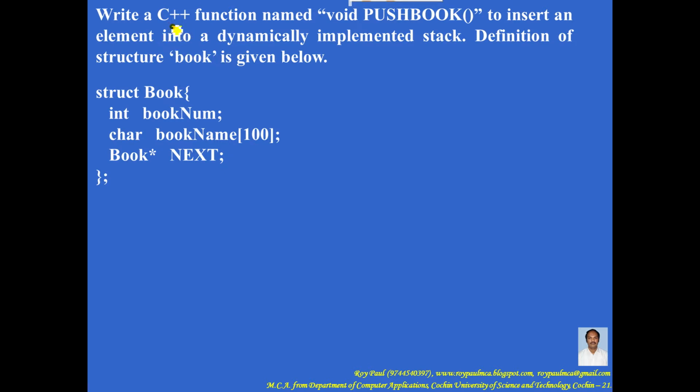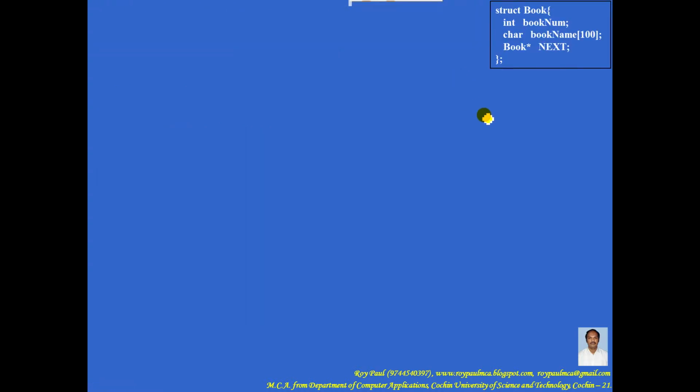Write a C++ function named void pushBook to insert an element into a dynamically implemented stack. Dynamically implemented stack means stack using linked list, and you need to insert an element. So one more problem based on stack using linked list and insert. Now in order to derive the code, let me take an example.